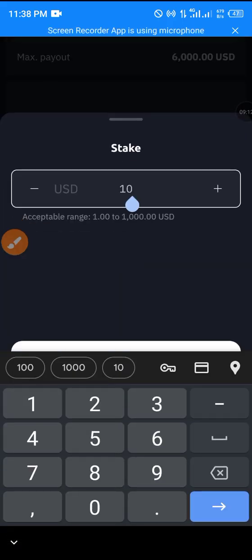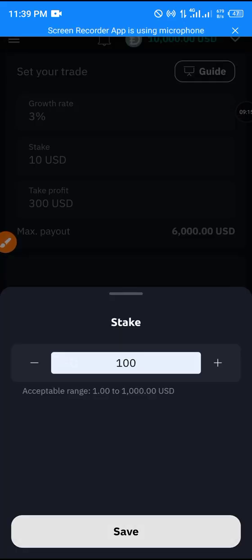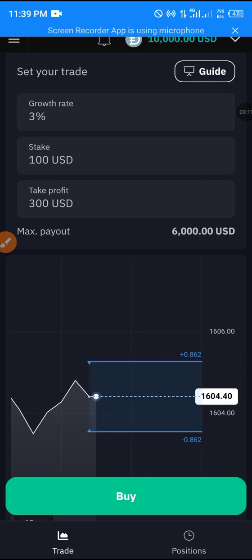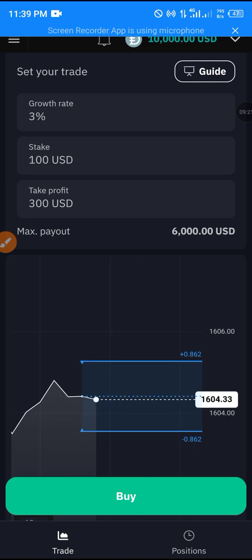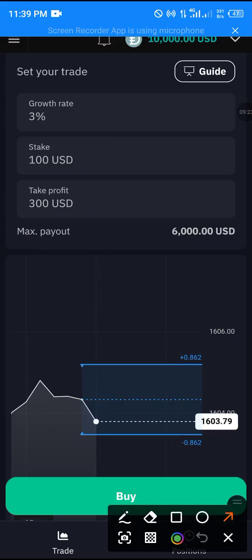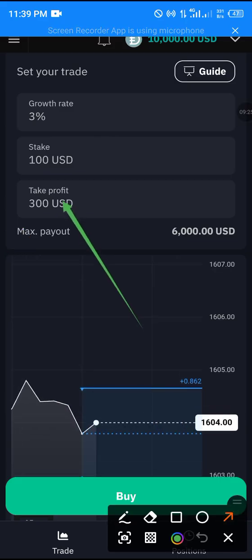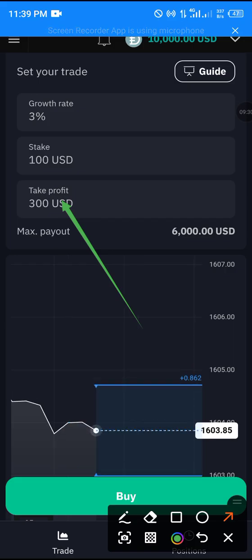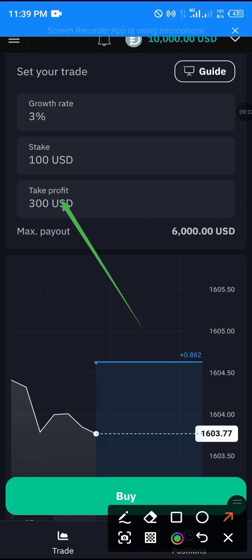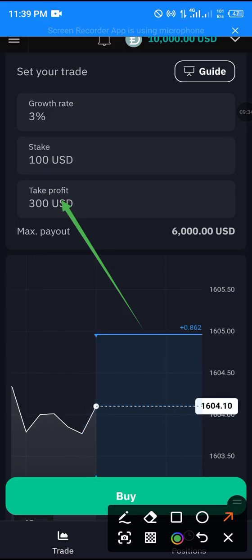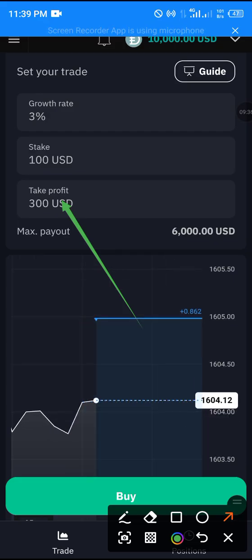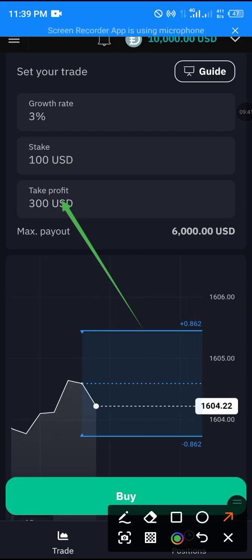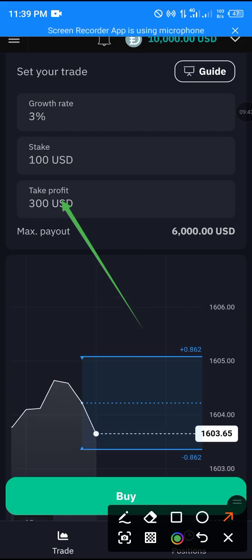Let me put 100 here, and I'm gonna save it. Make sure you always click save. Then after you have saved your 100 stake, like you want to enter market with 100, the next place you should enter is your take profit. Please take note of this, your take profit. Do not enter market when you have not set up your take profit. Some people open their Deriv and there will be no take profit there, and they will just enter into trade. That will make you lose very fast, because there is nothing you have set to hit your profit.